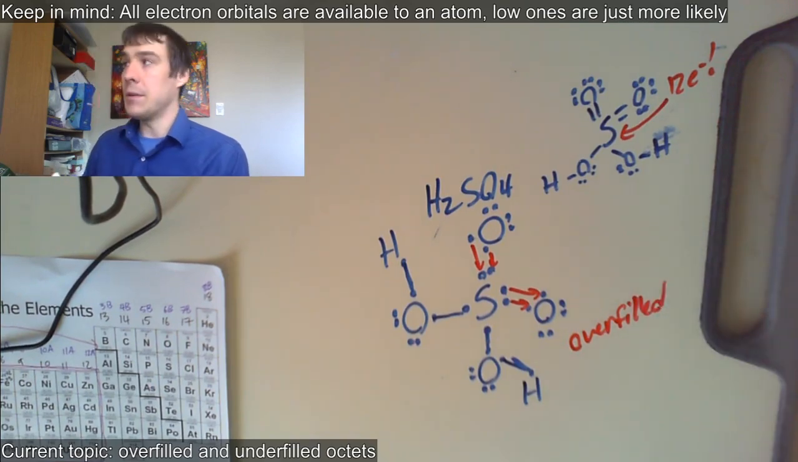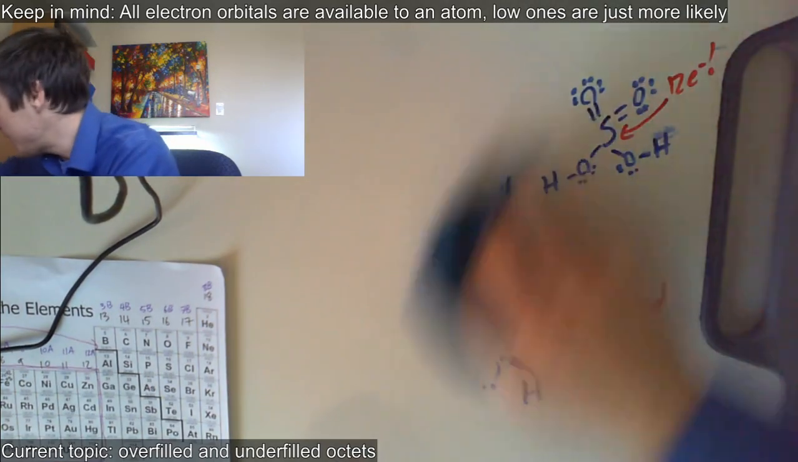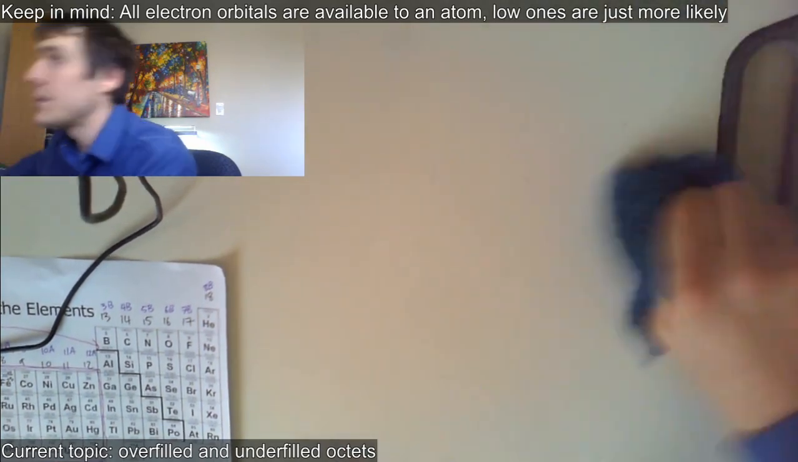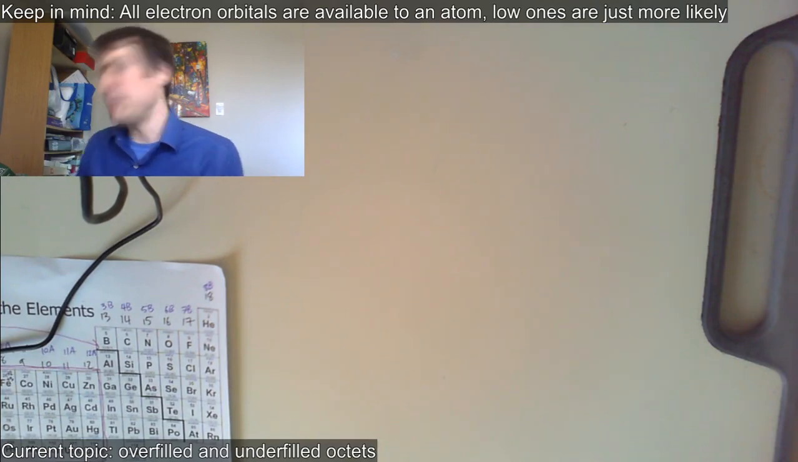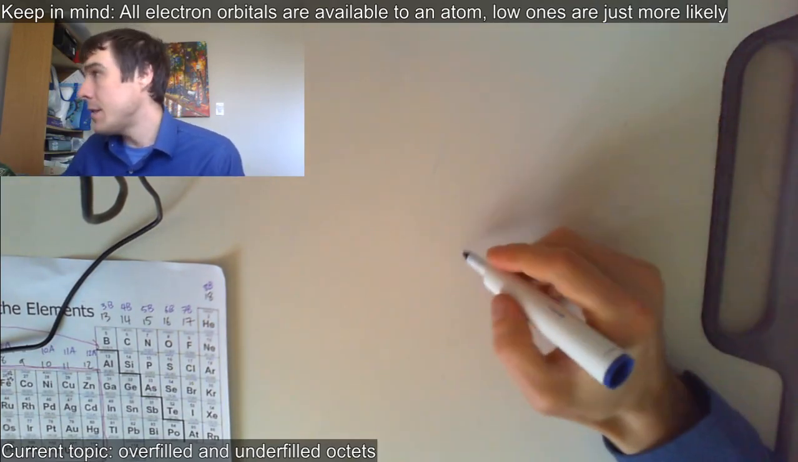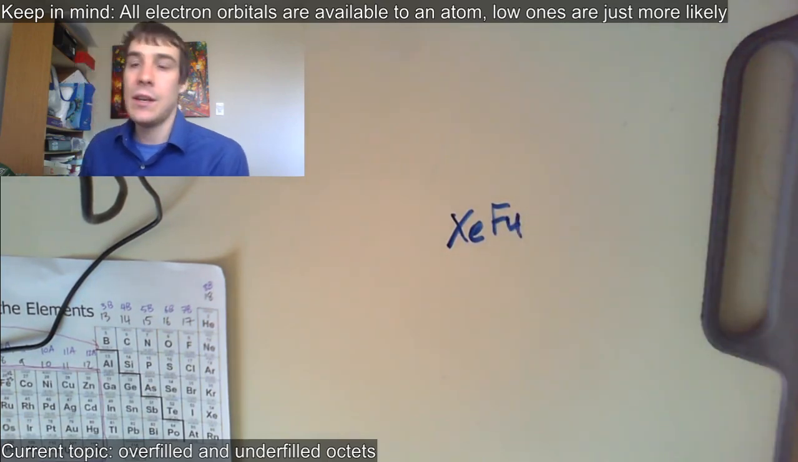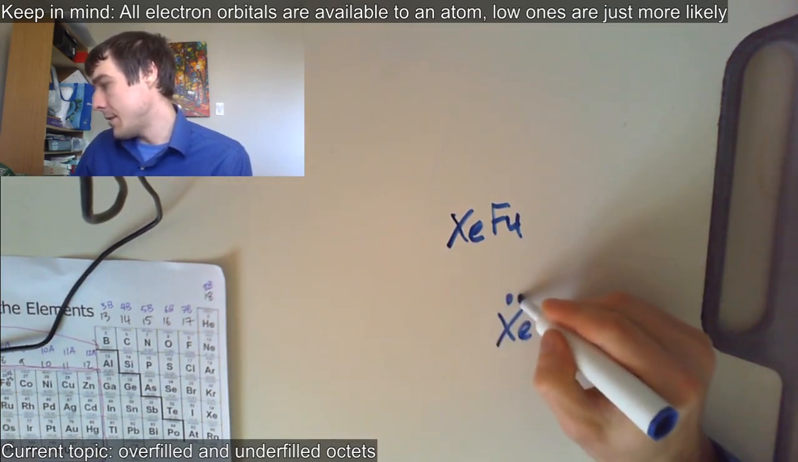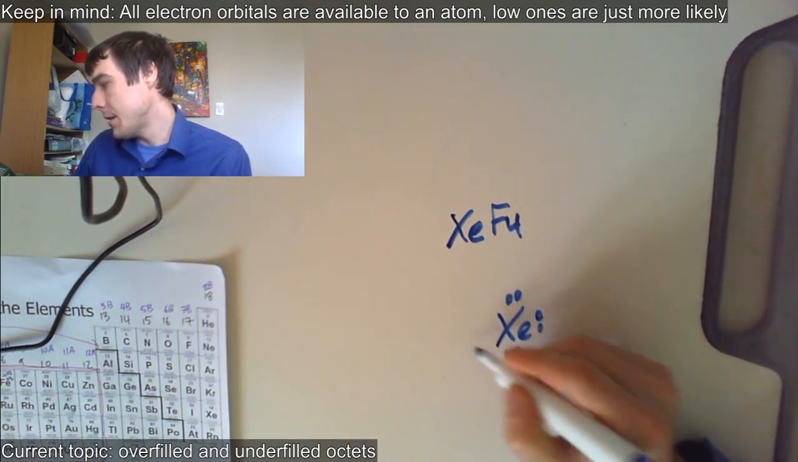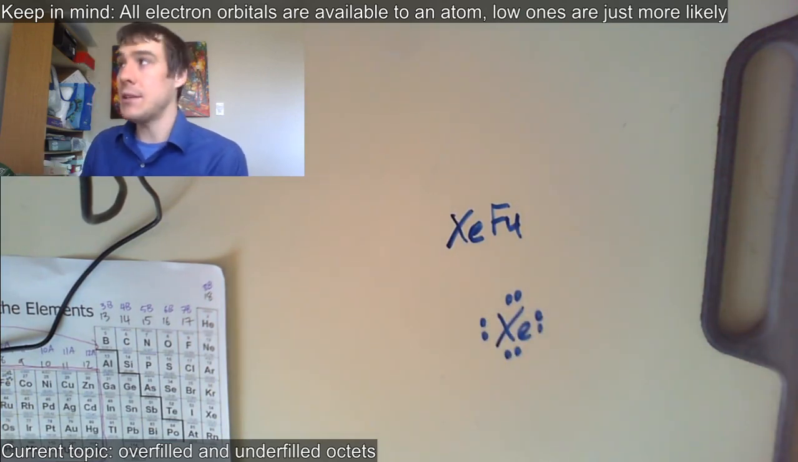Another classic example of this is actually one that was first created by a Canadian. This is Neil Bartlett from UBC. And he created this compound, XeF4. It was the first noble gas compound. And you go, well, how can that happen? Noble gases don't react, right? They already have a full octet. What's going on? Well, the same thing happens as what happened with that oxygen and the sulfur.